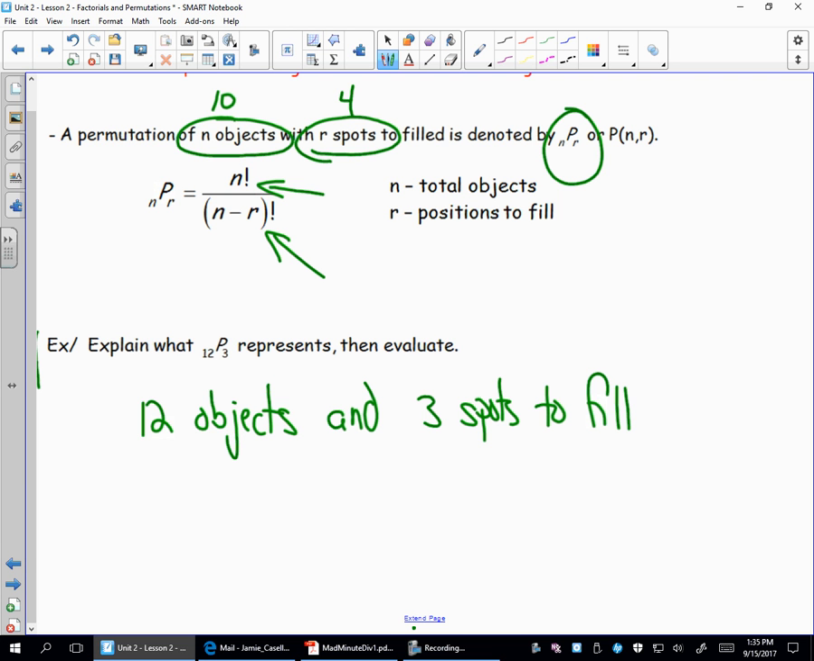Using the button on your calculator, you put the 12 in first, and then the P, and then the 3. I've got my calculator here, and you should get 12P3. Make sure you're using one that has a P in it. There's also one that has a C in it. That means something different. We'll look at that later. You should get 1320.